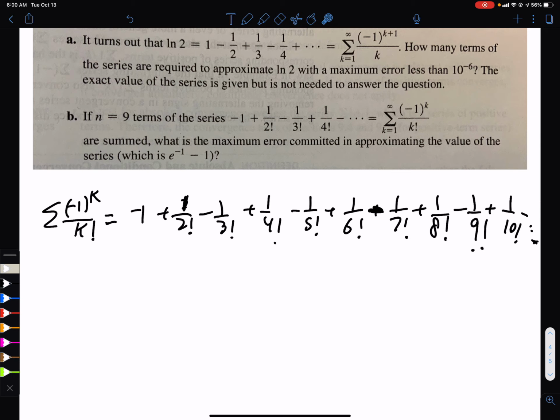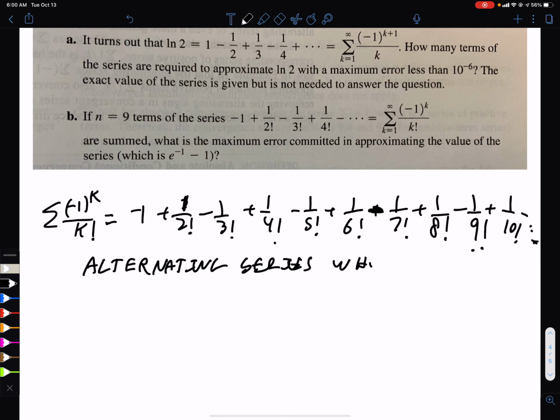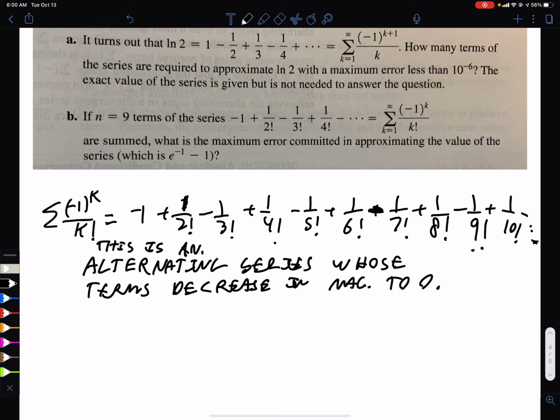So I would say this, I'll write this out this time. This series is an alternating series whose terms decrease in magnitude to zero. Clearly these are decreasing, and in the limit it's decreasing to zero in magnitude, and it's alternating. So this is an alternating series whose terms decrease in magnitude to zero.